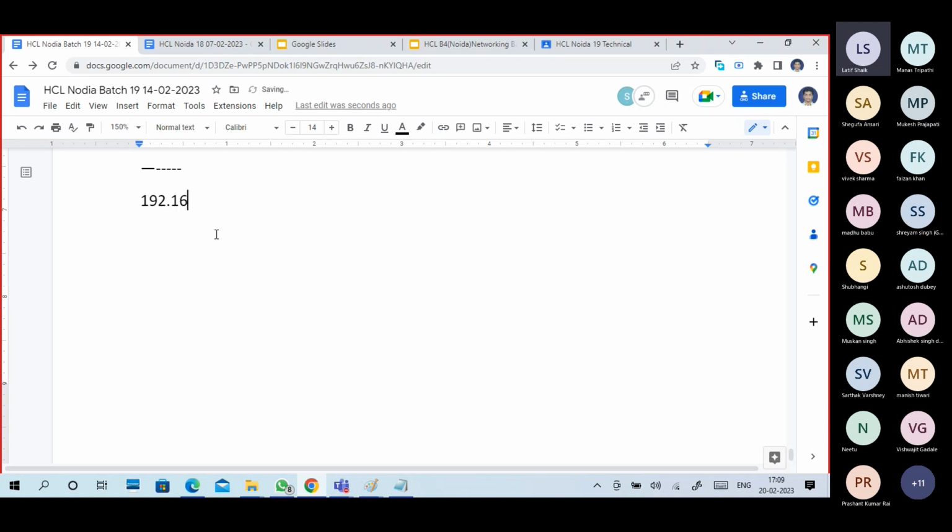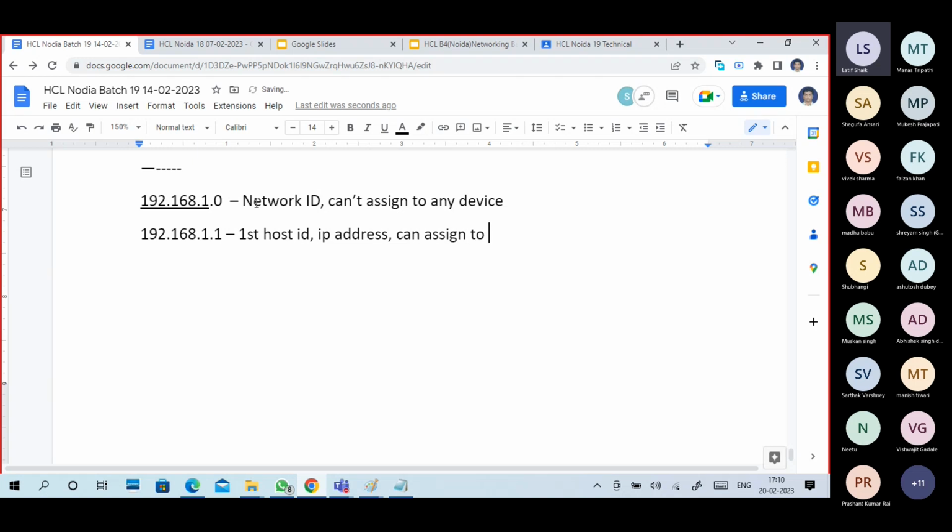Guys, take one example, 192.168.1.0. You know, this is an IP address, the starting of an IP address, because these three are the network, and this is the host, but we cannot assign this to anyone. So this is called a network ID. We cannot assign it to any device. So your IP address counting starts from here. Okay, this is called the first host ID or IP address. So from here you can assign to devices.